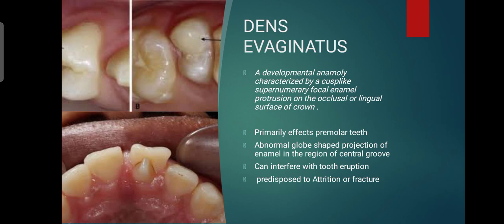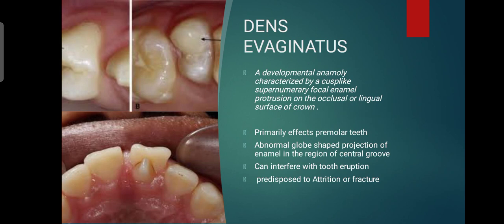Now, first of all, we'll do dens evaginatus. It is a developmental anomaly which is characterized by a cusp-like supernumerary focal enamel protrusion on the occlusal or lingual surface of the crown. Basically, a cusp forms on the occlusal surface or on the lingual surface of the crown, a protrusion, because of which there can be a problem in tooth eruption and complete development of the tooth.